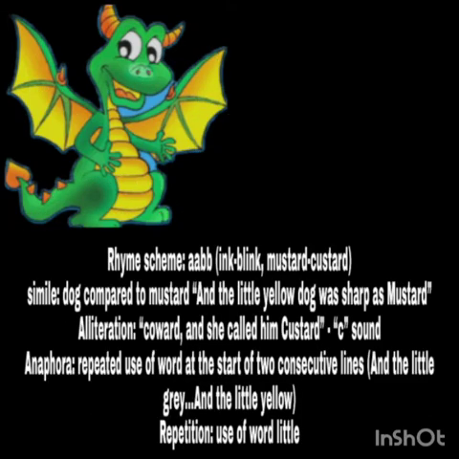Now if you see the rhyme scheme in this, you have the same AABB, which is Ink and Blink, mustard and custard. Simile, where a dog is compared to mustard: the little yellow dog was sharp as mustard. Alliteration, the C sound of coward and Custard. Anaphora, repeated use of a word at the start of 2 consecutive lines, which is the little grey and the little yellow. Repetition, use of the word little.